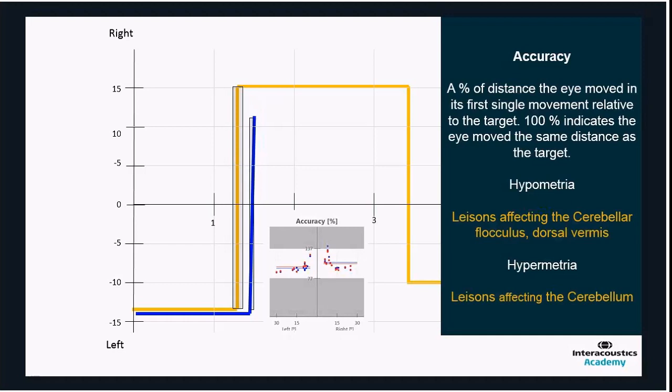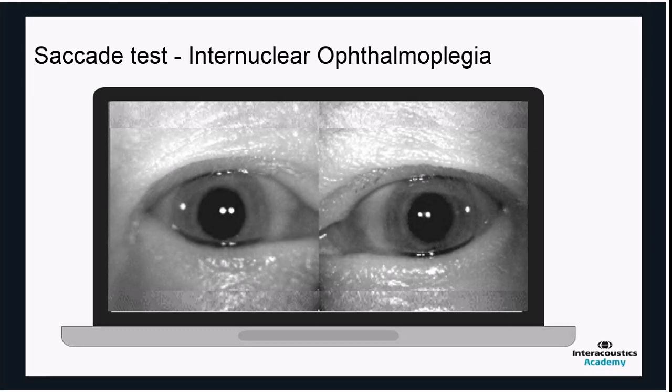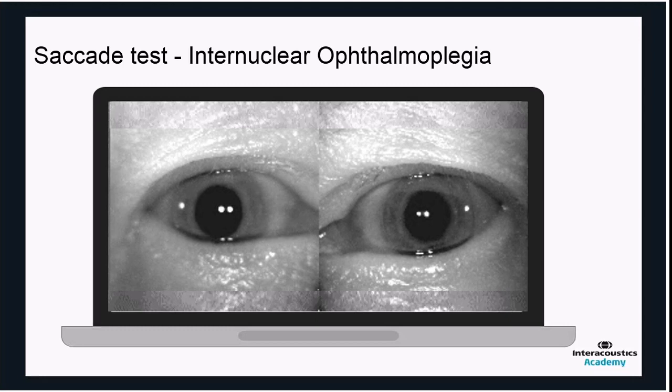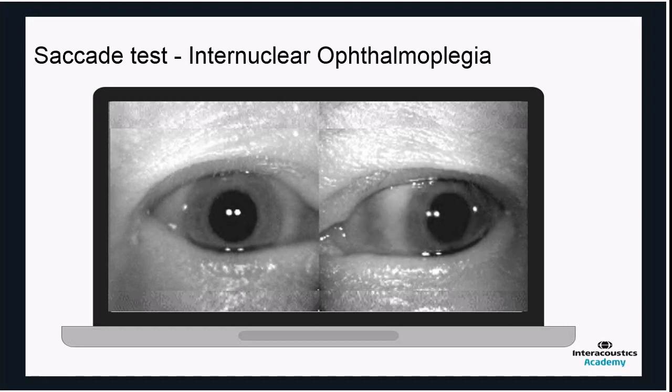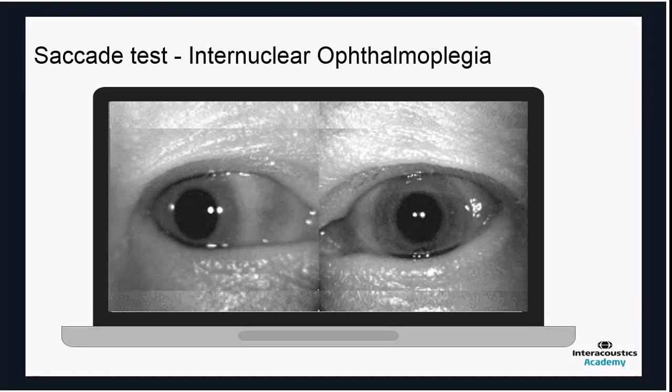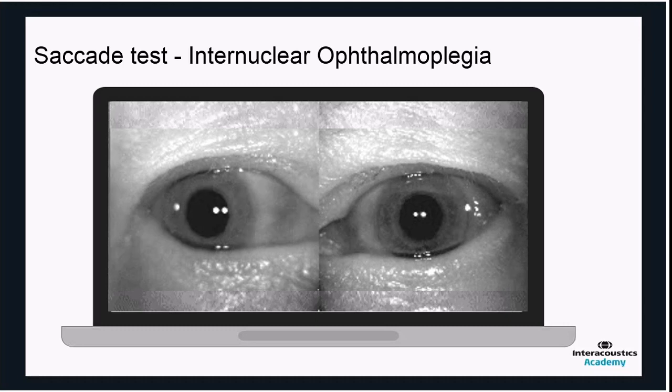An example of an impairment to the saccade test is internuclear ophthalmoplegia, and that can have palsies in either a unilateral or bilateral direction, where the eye adducts inappropriately, creating either doubling of vision in the horizontal plane, and dizziness and unsteadiness if the patient is stood.